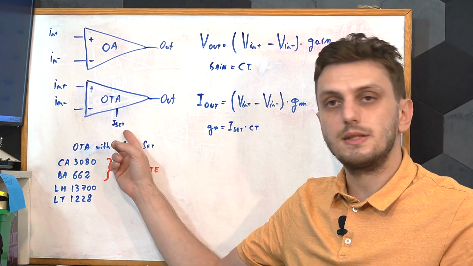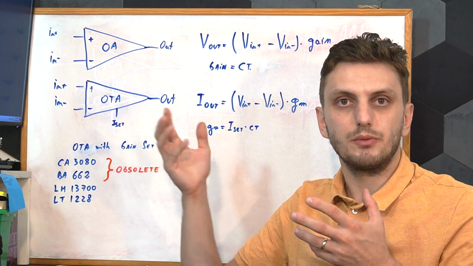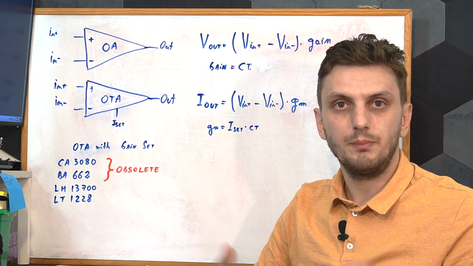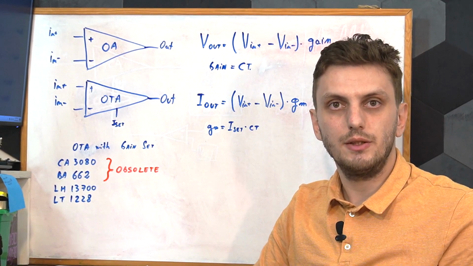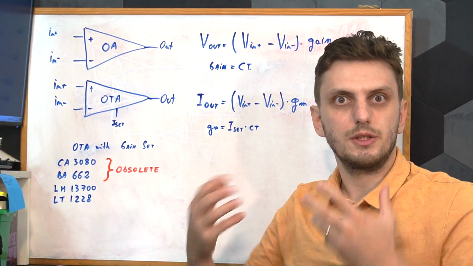Now, although this is an input current, if you add a resistor in series and you apply a voltage, based on what voltage you're applying, you will be able to set a certain current, so a certain gain.